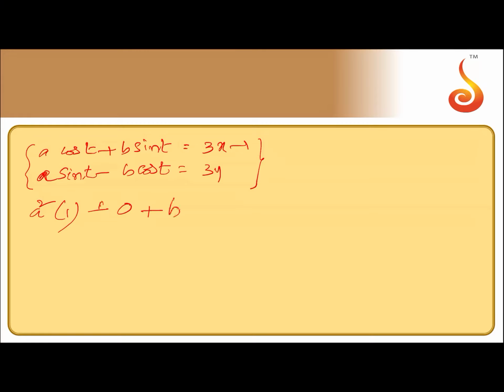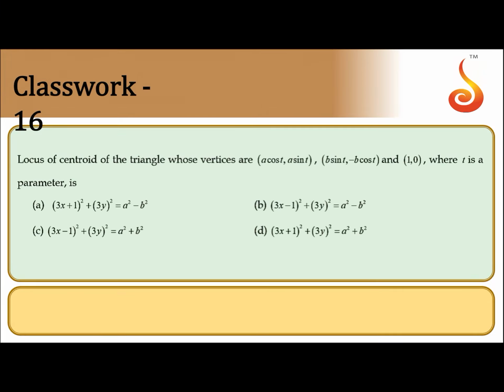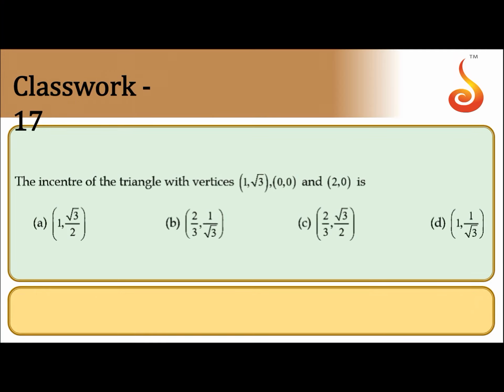You will be getting a square plus b square into 1 is equal to (3x minus 1) whole square plus y square. So the answer is (3x minus 1) whole square plus y square is equal to a square plus b square. So C option is the answer: (3x minus 1) whole square plus 3y square is equal to a square plus b square.